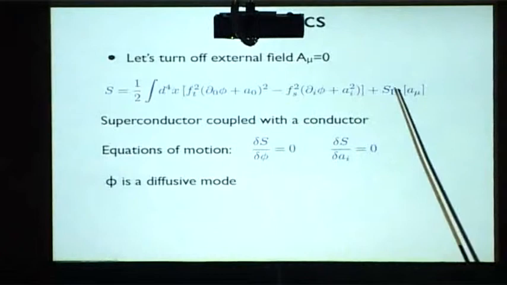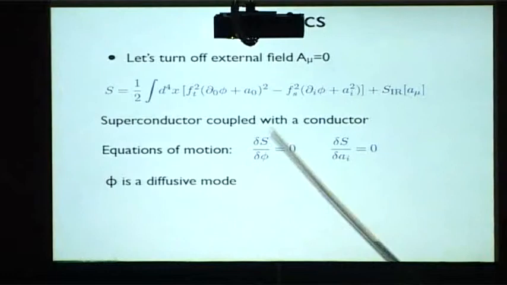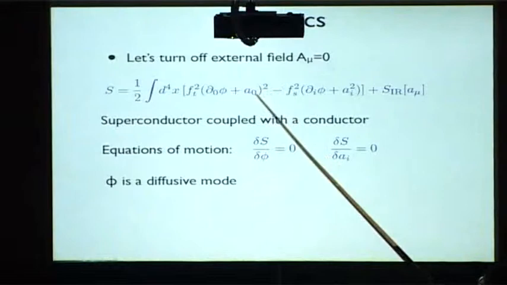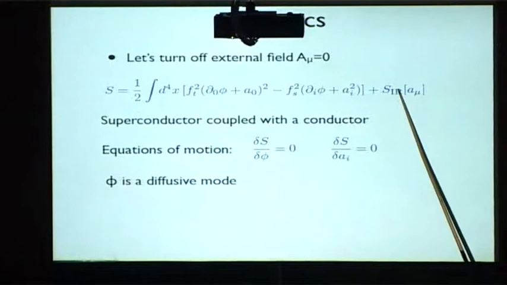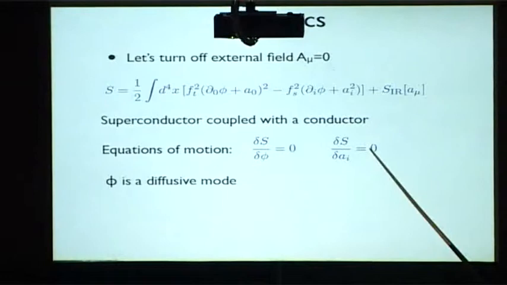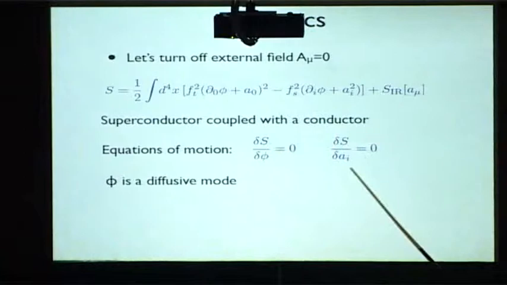So one can think about this action as the action of a superconductor, where phi here is the superconducting phase. A superconductor coupled through a U(1) gauge field to a conductor. Basically, that is the physics here. The equation of motion of this model would be dS/dphi equal to 0, dS/da_i equal to 0. There is one more equation, dS/da_0 equal to 0, but it follows from these two equations.